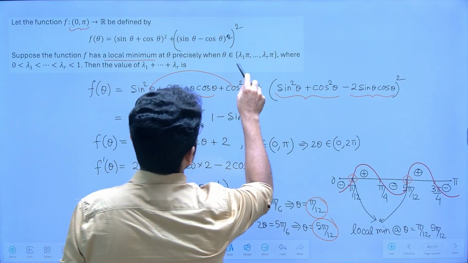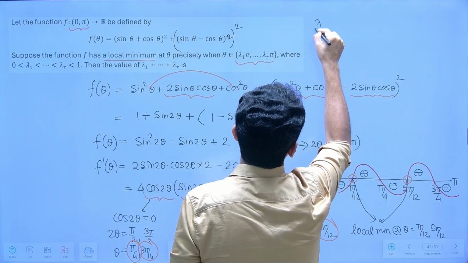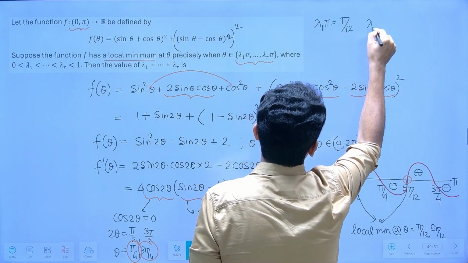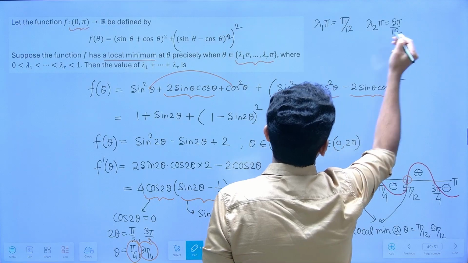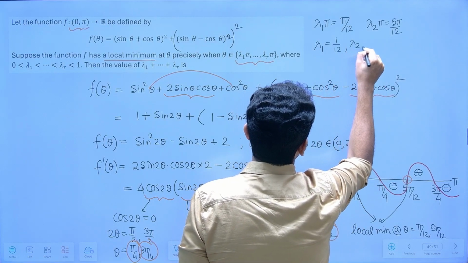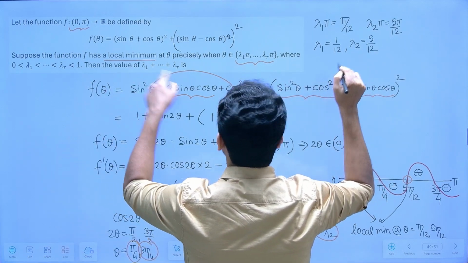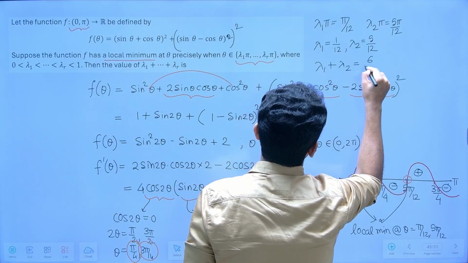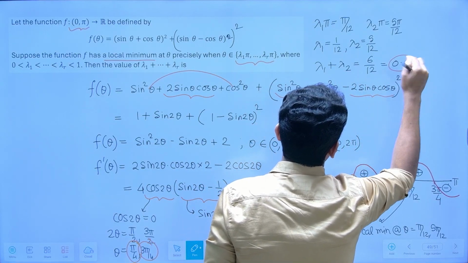So theta belongs to this particular set, lambda 1 pi up to lambda r pi. That means lambda 1 pi is equal to pi by 12 and lambda 2 pi will be equal to 5 pi by 12. So lambda 1 equal to 1 by 12 and lambda 2 is equal to 5 by 12. There are two values. So we need to find out the sum of the two values, that is lambda 1 plus lambda 2 will be 6 by 12. So the answer will be 0.5.